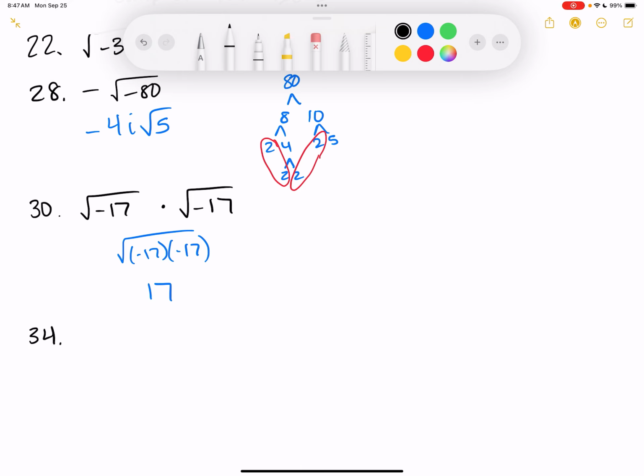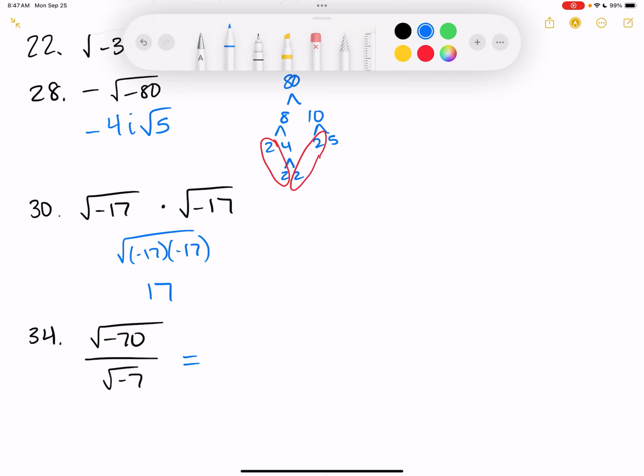All right, 34. I've got the square root of negative 70 over the square root of negative 7. I could technically do this one the same way, but I'll do this one by taking the i out first and doing it that method instead. When we're dividing, we can also combine them. So I could have just a square root of negative 70 over negative 7 and then reduce. Or I can take out the i's.